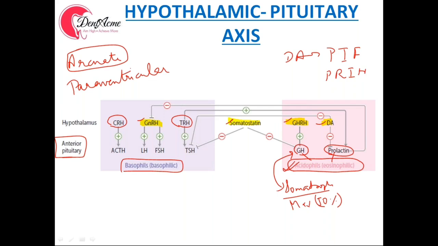The cells secreting TSH are thyrotrophs. So there are various cells like this. We don't need to remember all of them. We just need to remember that somatotrophs secrete growth hormone and they are maximum in number. 50% are somatotrophs.